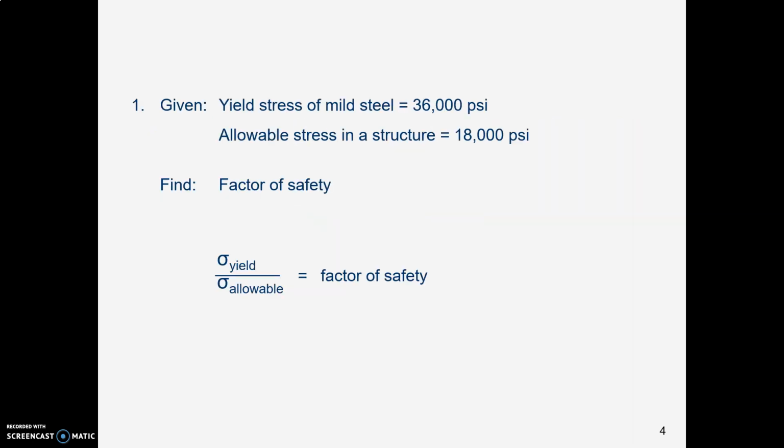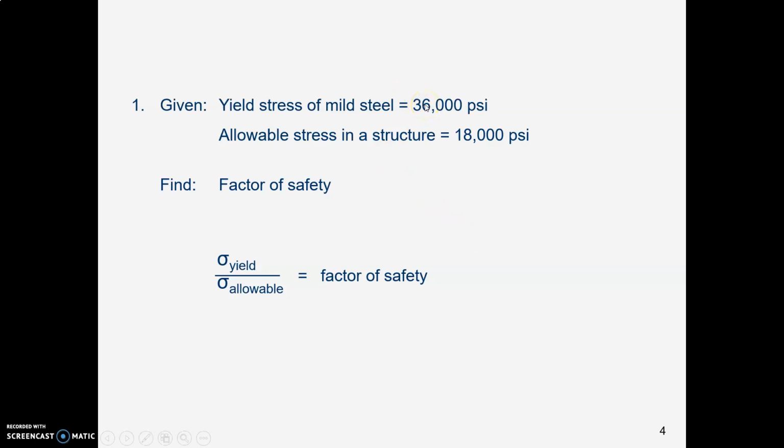So here's an example. This is the first problem in our quiz. And you know now that the yield stress of mild steel is 36,000 psi. We keep seeing that in tables and in our stress strain diagrams. So yes, we know that mild steel yields at 36,000 psi. But to give ourselves a margin, we only want to allow a stress in our structure of 18,000. Question is, what is the factor of safety?